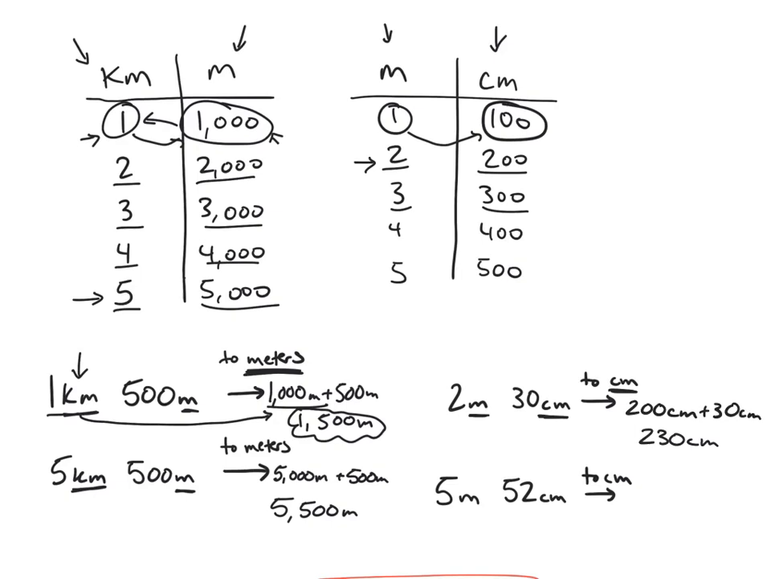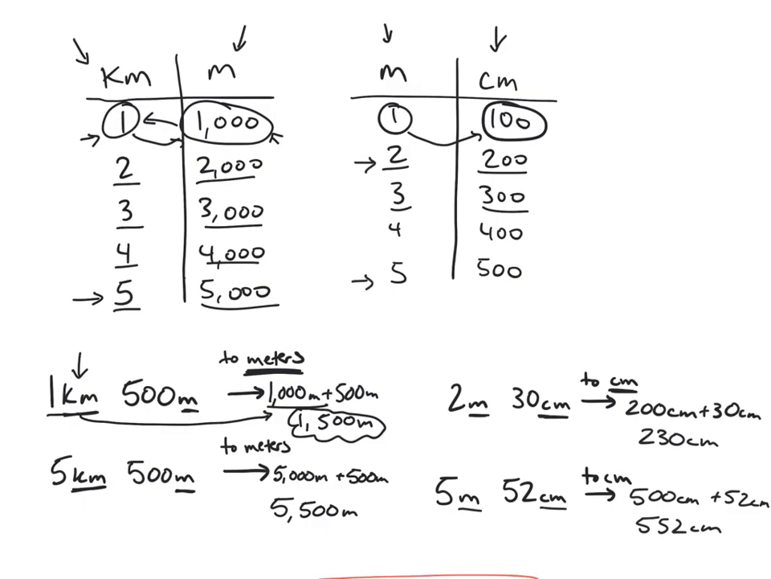Do the same thing with the next problem down below, 5 meters and 52 centimeters. I know that 5 meters is equal to 500 centimeters, plus the 52. So I'm going to get 552 centimeters as my answer. Using our relationship charts up here, it's pretty simple to convert these mixed unit measurements into single unit measurements.